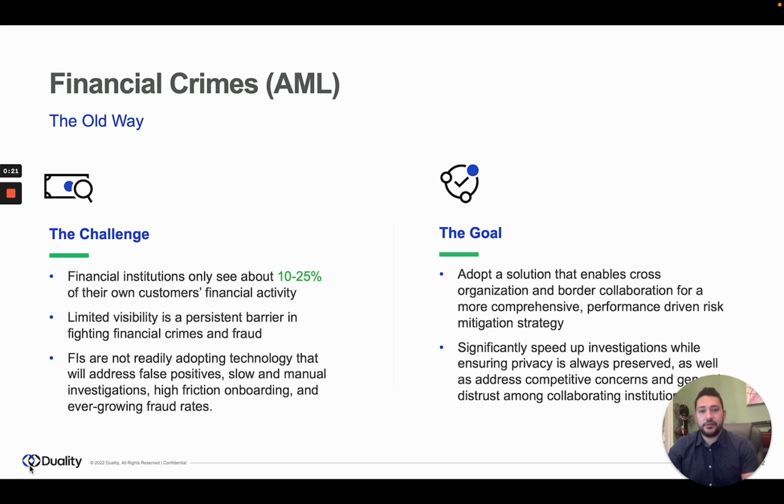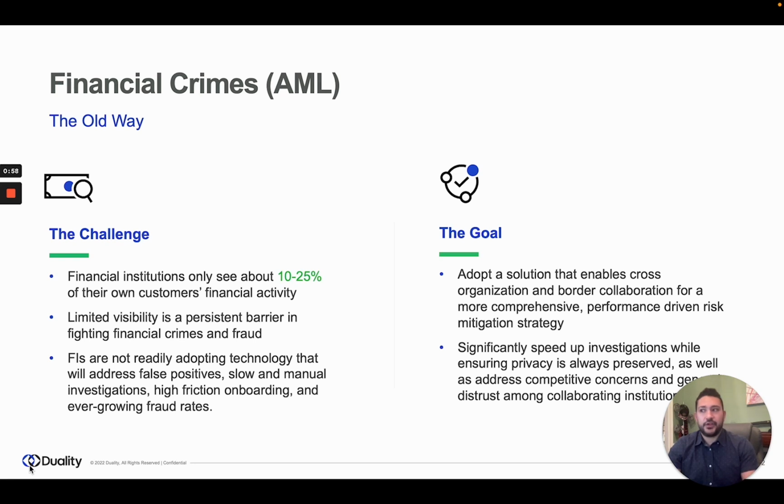Typically, financial institutions see a very small percentage of their own customers' activity, generally around 10 to 25%. This is because this activity is spread among many financial institutions, including other banks, credit card companies, mortgage lenders, and mobile banking applications. This lack of visibility is a major factor in many of the well-known challenges in fighting fraud and financial crimes, including high rates of false positives on alerts, slow and cumbersome manual investigations, which can often take weeks or months, high friction onboarding, and ever-growing fraud rates.